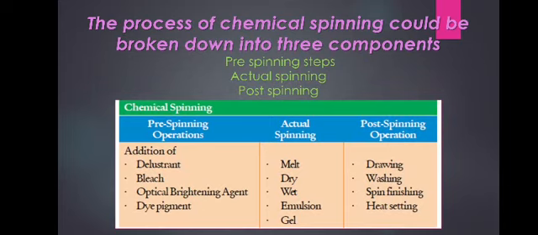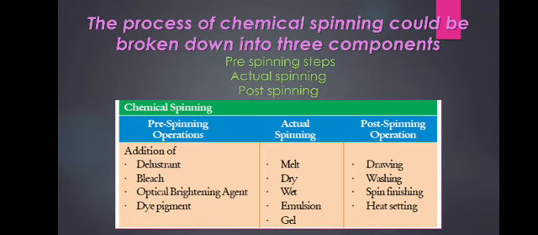In the actual spinning process, the solution is passed through the spinneret. Actual spinning is classified into melt spinning, dry spinning, wet spinning, emulsion spinning and gel spinning. In the melt spinning process, the polymer is heated and melted to form the liquid spinning solution. The solution is formed by the melting process.